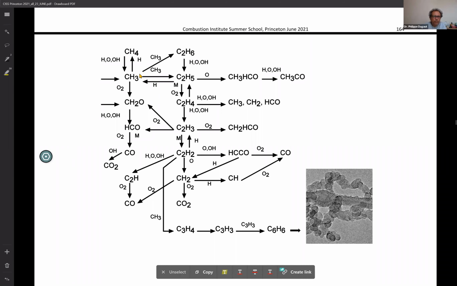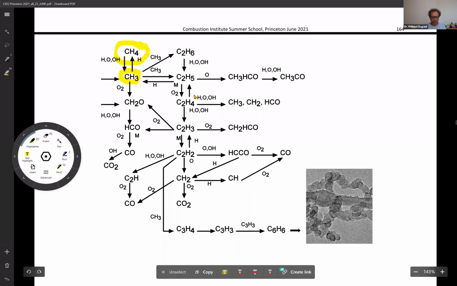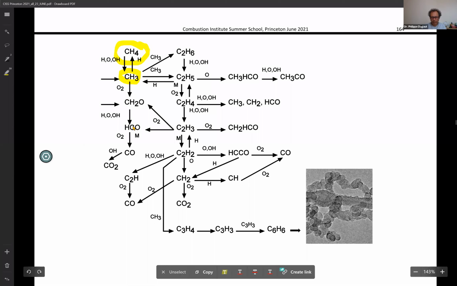Form a methyl radical, and this methyl radical has two options. Either it is oxidized, or it reacts through a self-reaction to produce a C2 species. So let's look first at the C1 branch. Methyl radical can be oxidized by reaction with molecular oxygen or radicals, and they form formaldehyde.